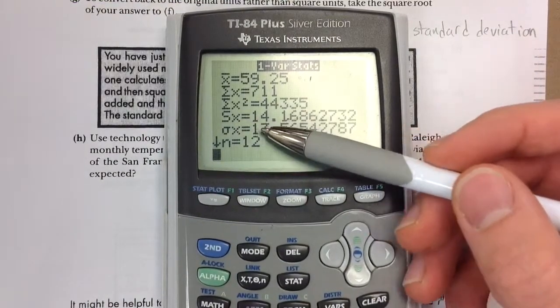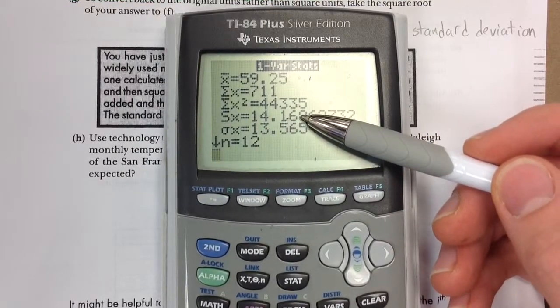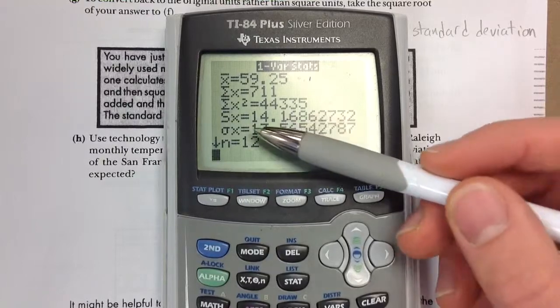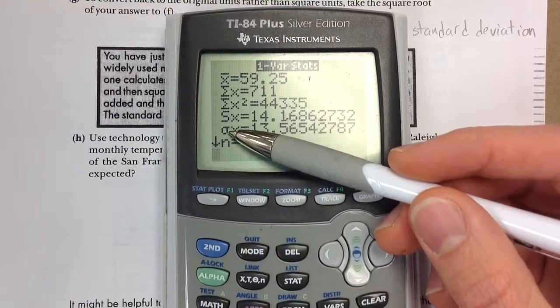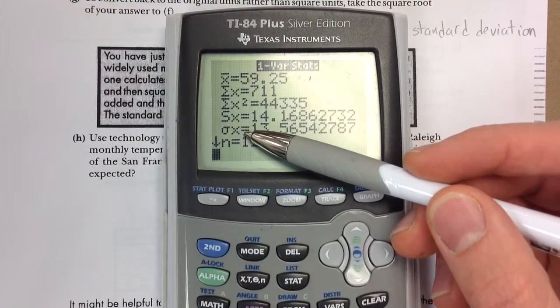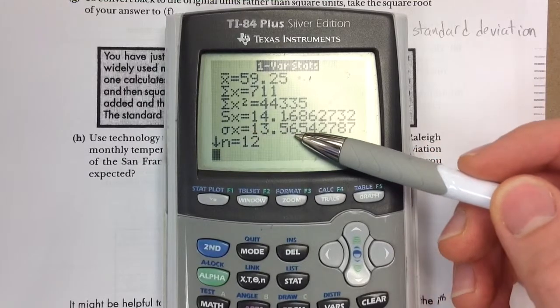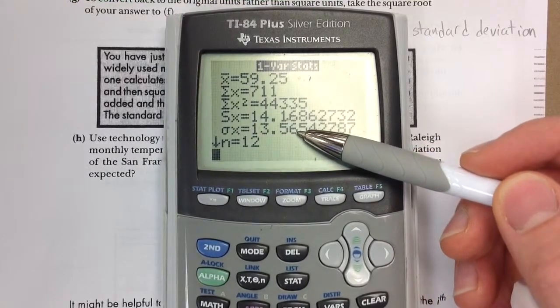So do a 1-Var Stats on L1. Sx is the sample standard deviation. Notice it's exactly what we got, 14.2 approximately. And then lowercase Greek sigma x is the population standard deviation. This is the figure you would use if the data is considered the population.